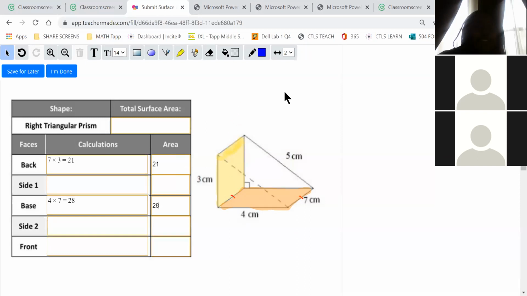Now I'm going to look at the front. Let's look at the front. I'm going to highlight it. It's another quadrilateral.